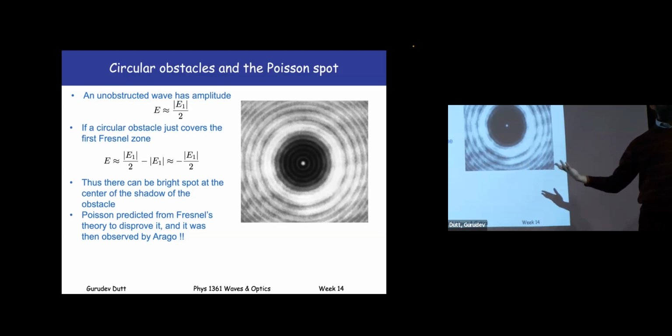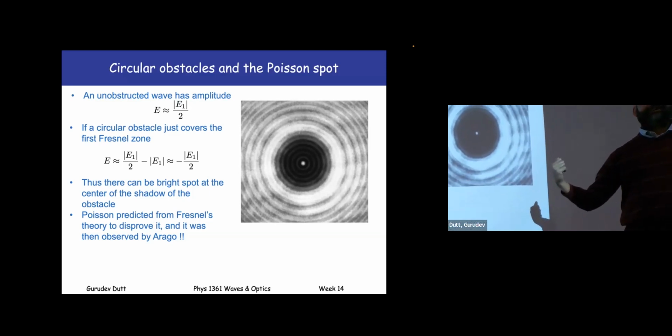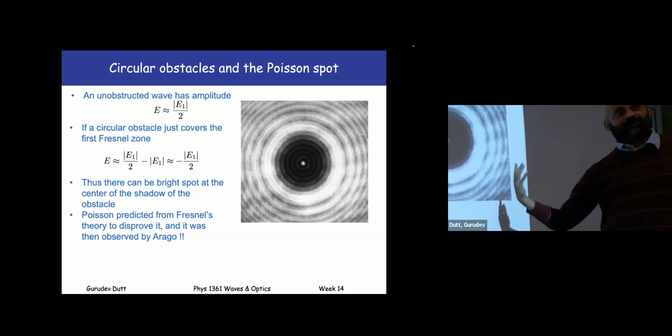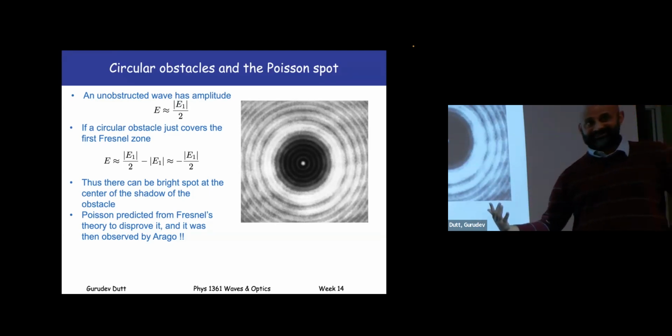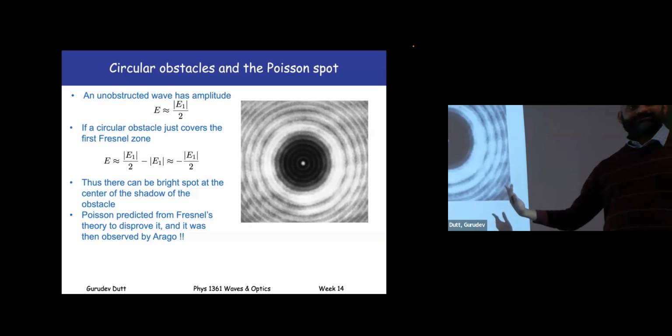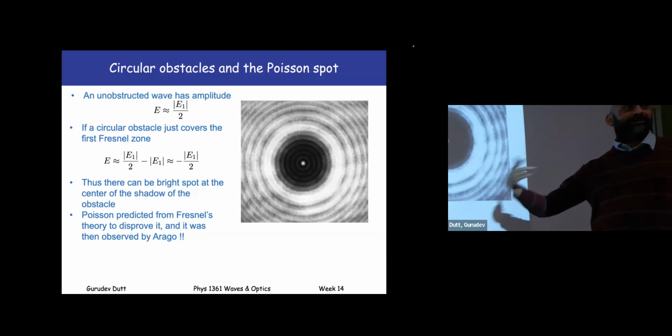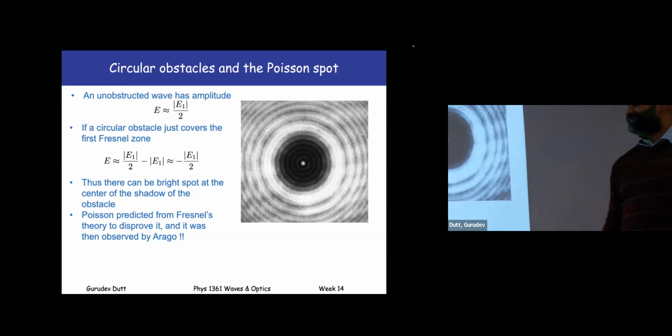Unfortunately for him, Arago said, well, what if I do the experiment? So really, this spot should have been named the Arago spot, not the Poisson spot, because Poisson actually didn't believe in his own prediction. But Arago, when he did the experiment, observed the bright spot, and this, of course, vindicated Fresnel and the wave theory of light and all that.